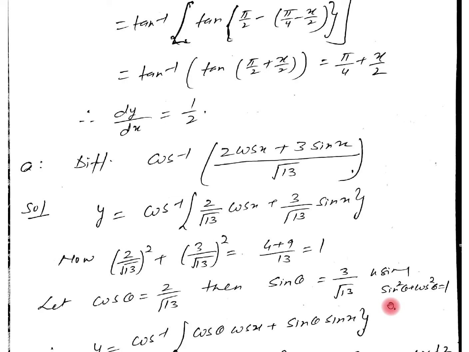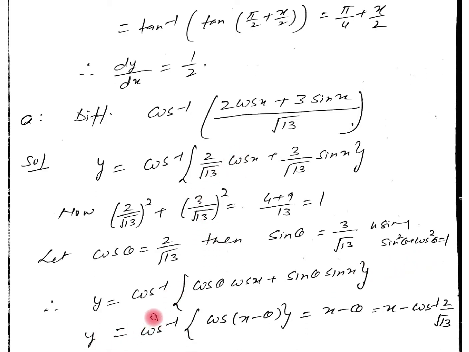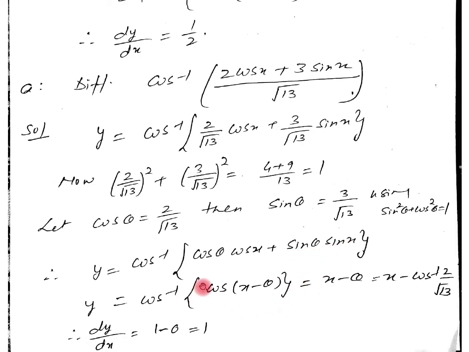Using the result sin square theta plus cos square theta equal to 1, this will give us the value of sin theta. Now putting this here, we get y equal to cos inverse of cos theta into cos x plus sin theta into sin x. Now using cos A cos B plus sin A sin B, we know cos A cos B plus sin A sin B is what?